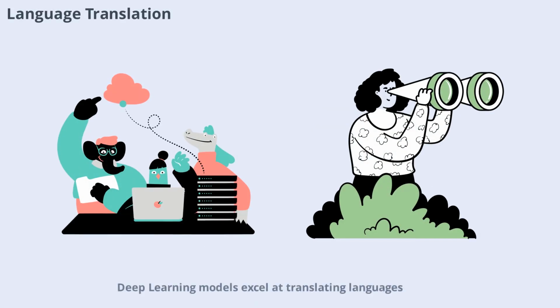Deep learning models excel at translating languages. By understanding complex patterns in text, these models can convert sentences from one language to another with remarkable accuracy. This capability is essential for global communication, breaking down barriers and connecting people worldwide.